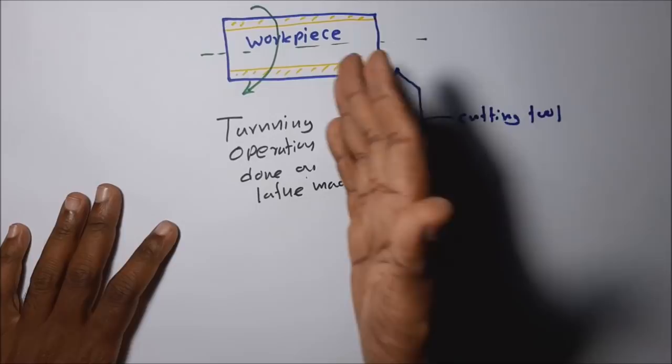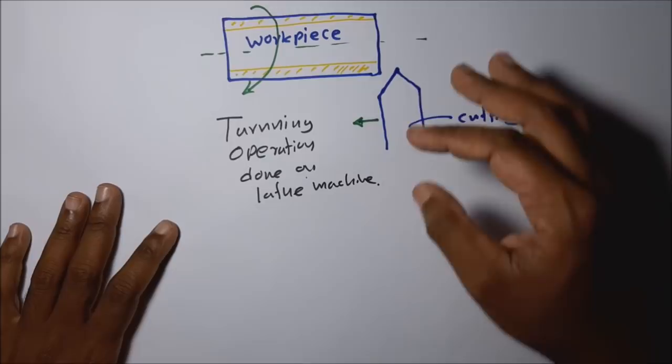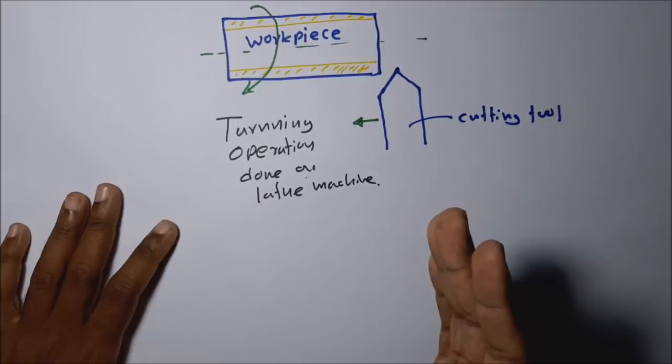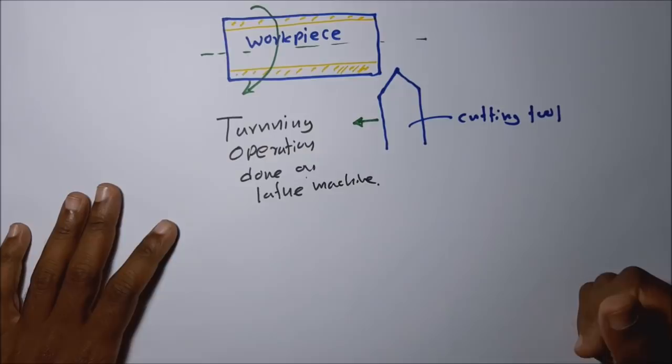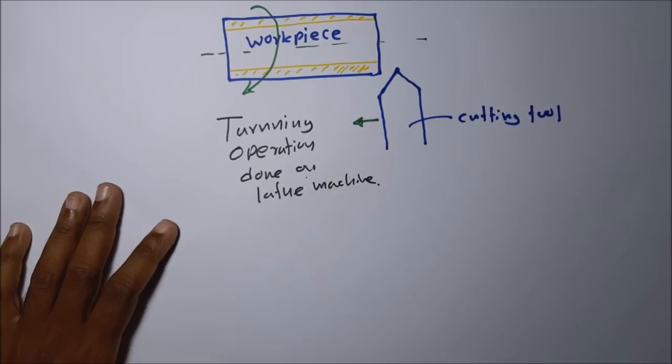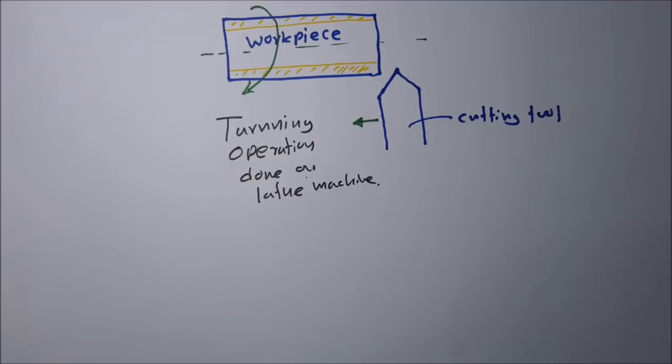There are two ways to generate this relative motion between the workpiece and the cutting tool. What are these two ways? Using the machine tool or using the hand tool operation. Manually also we can generate the relative motion between the workpiece and the cutting tool. If that relative motion is made manually, those operations are called hand tool operations. If this relative motion is generated using the machine tool, those operations are called machine tool operations.